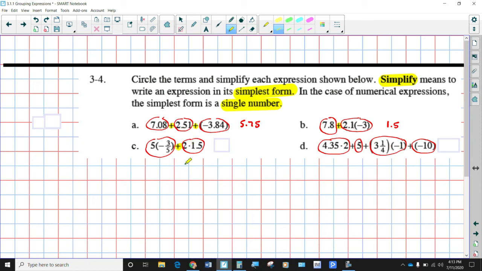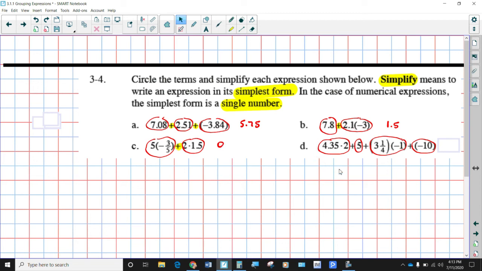Oh, I should have probably mentioned this. Well, no, I guess you probably would have figured it out. This is 2 times 1.5. So when you do that, you get an answer of 0. So it's 2 times 1.5 is 3. And 5 times -3/5 is -3. When you add -3 to +3, you get 0.